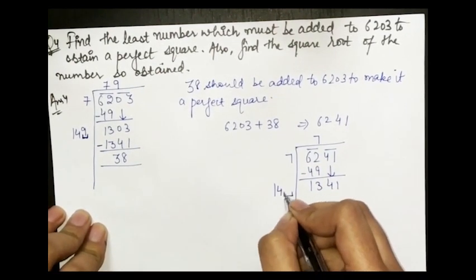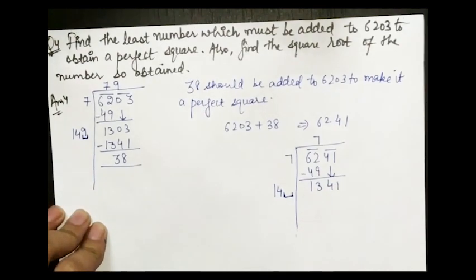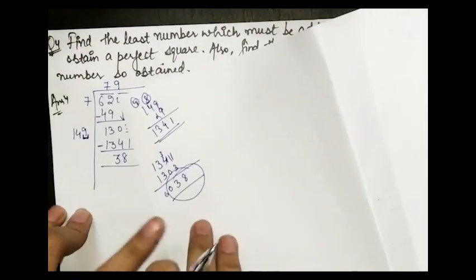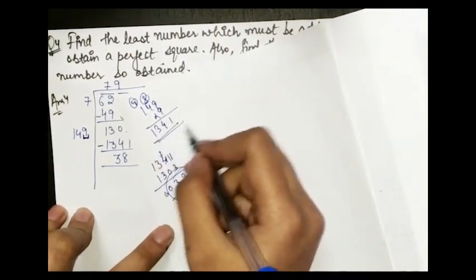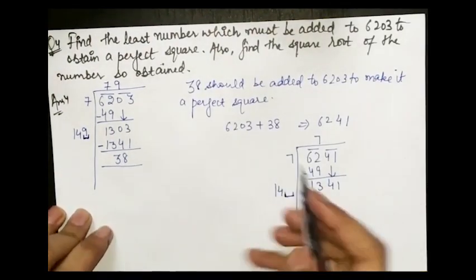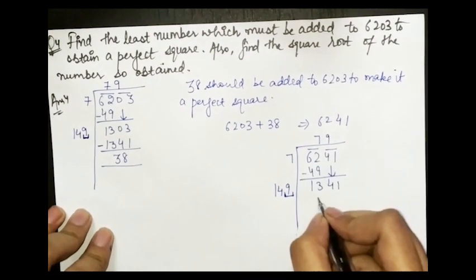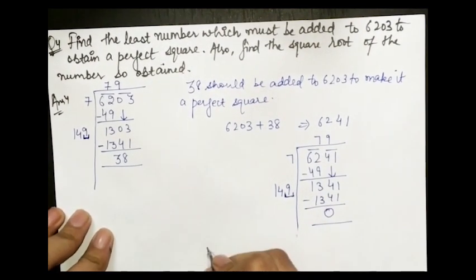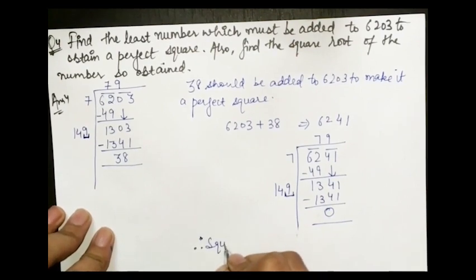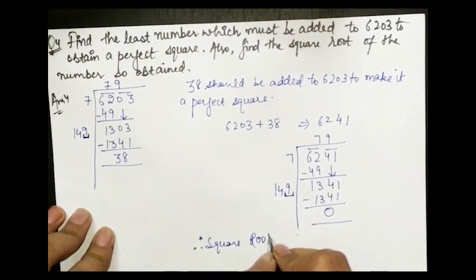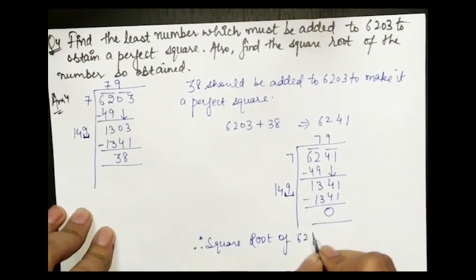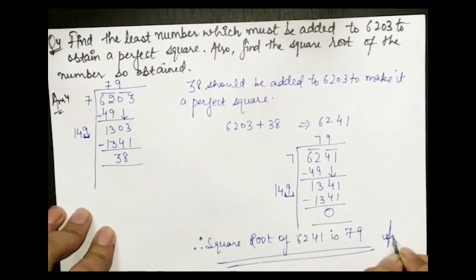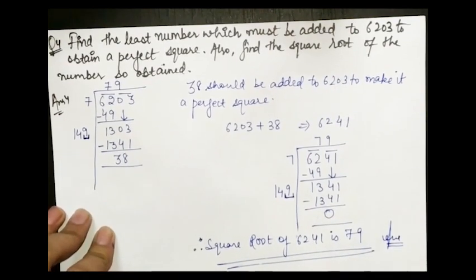Now we want one number so that 1341 is divisible. You all know that in 9's table 1341 comes, so we will be writing here 9 and 1341 is divisible by 9, so this will be 0. So the square root of 6241 is 79. Is it clear? I think this question is clear to you.